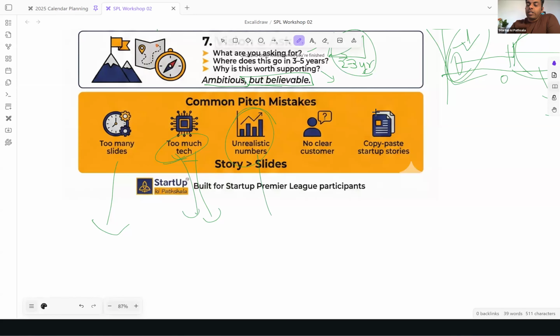Then unrealistic numbers, I already spoke about it, right? Sir, I want to target all 1.4 billion Indians, like, think a little, please, right? And your projections across 1, 2, 3, 4, 5 years can be like this. But if it's going like this, yeah, this is nice to see, but realistically, how will it happen, right? So those unrealistic numbers, just be a little clear.